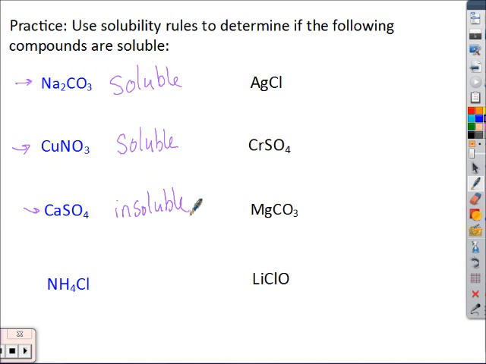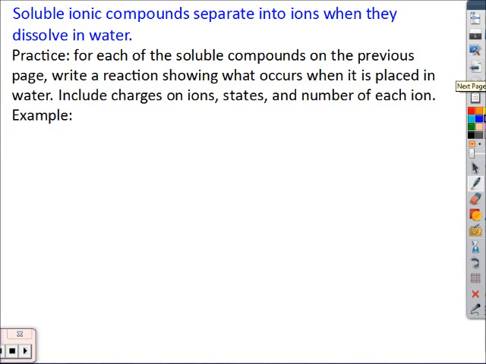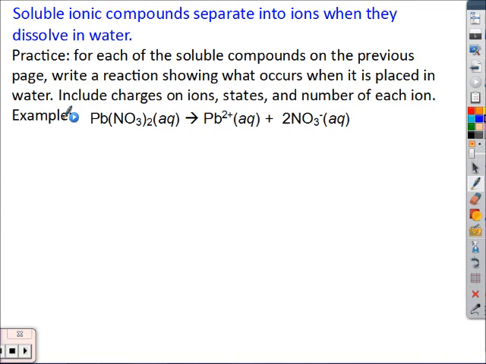Okay, so we'll go through more of these in class to practice them. Soluble compounds will dissolve into ions when we put them in water. So what we're talking about is, the earlier slide I said I have Pb(NO3)2. When I put that in water, I form the ions, the lead ion and the nitrate ion.